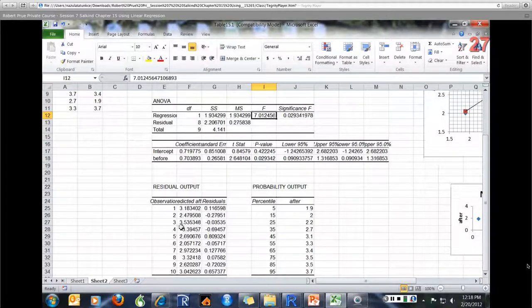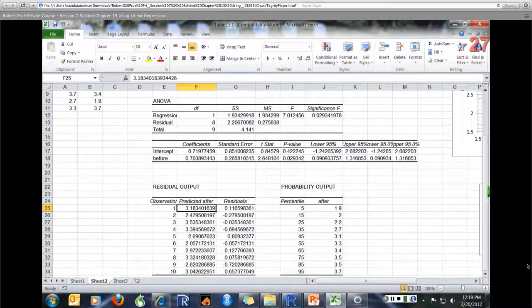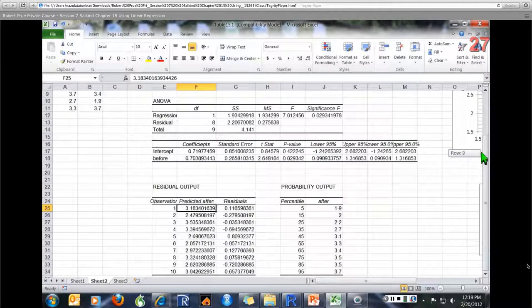So it gives a nice little chart here of observation 1, 2, 3, 4, 5, etc. And it predicts how everyone would have done, and so we can see that number one did a little better than was predicted. Number two did less than predicted. Three did less than predicted. Four did less than predicted. Five did a little better. Six did less, and so on.